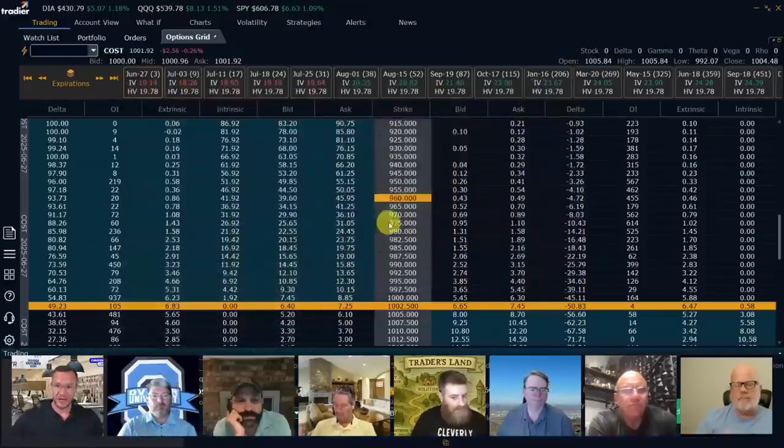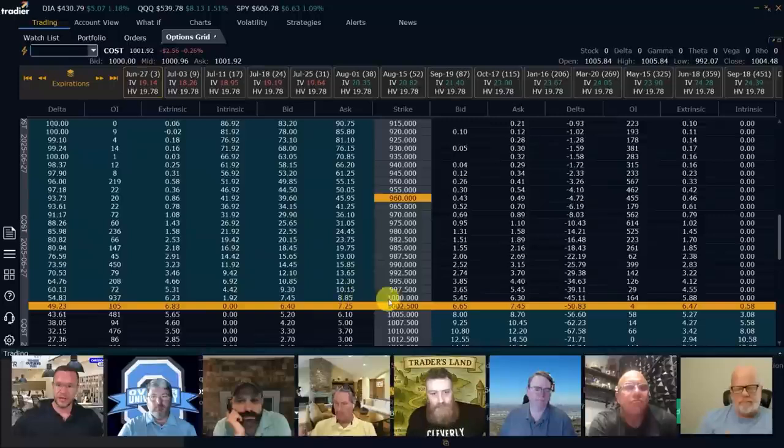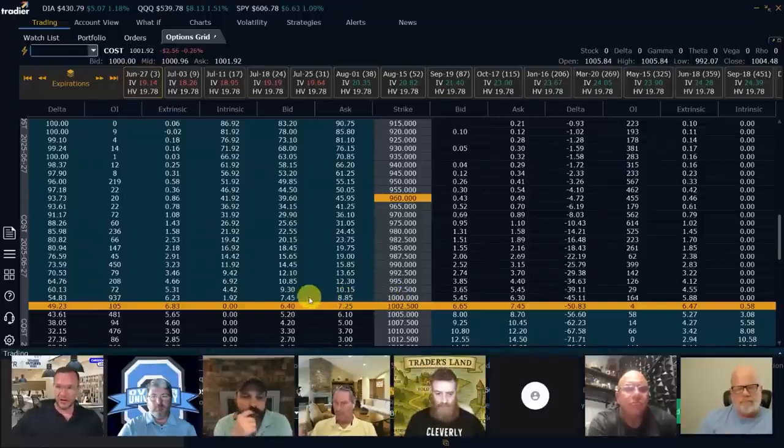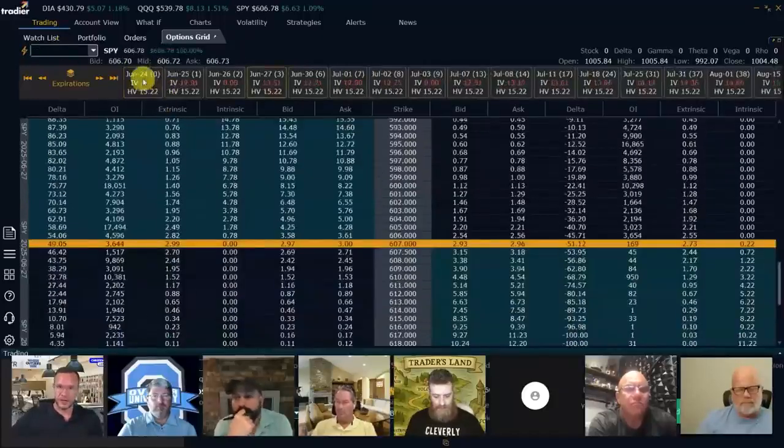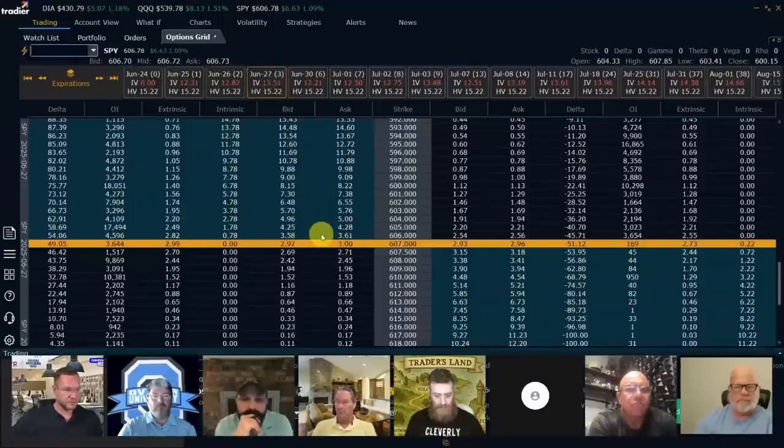In fact, even on the SPY, check this out. We go at the money on Costco. It's $1.40. We go at the money on SPY, and closest to that point was here. It's 3 cents. And this is still a $600 stock. That's because there's that much more liquidity here.